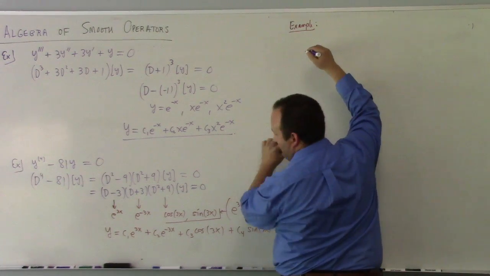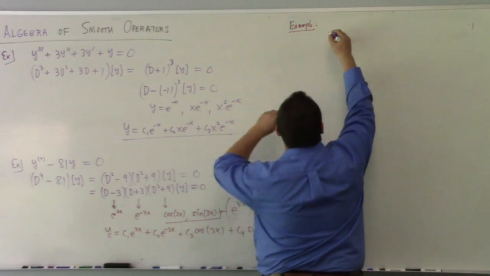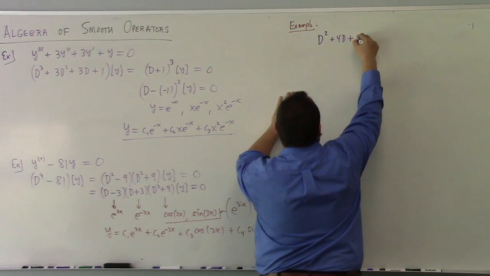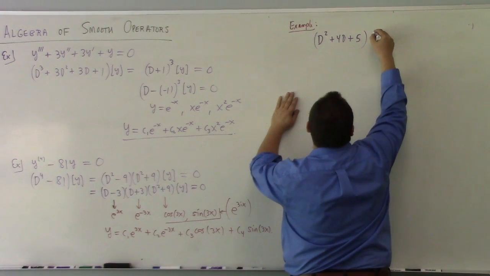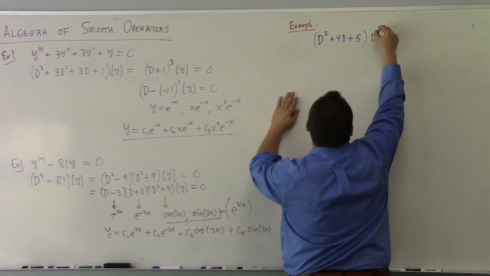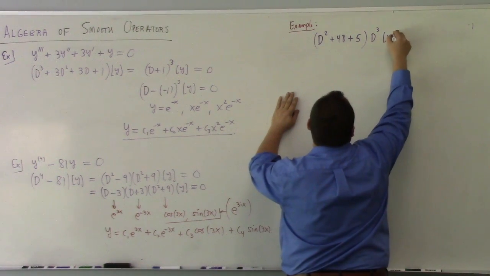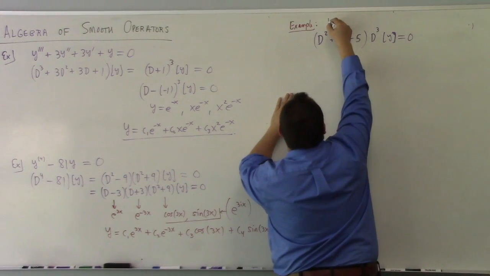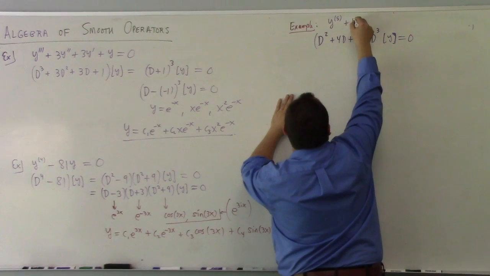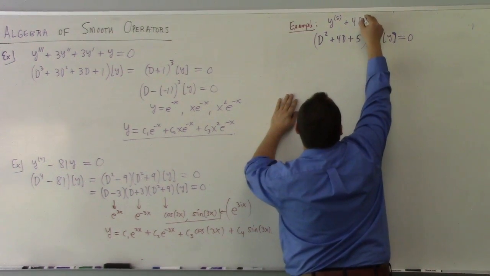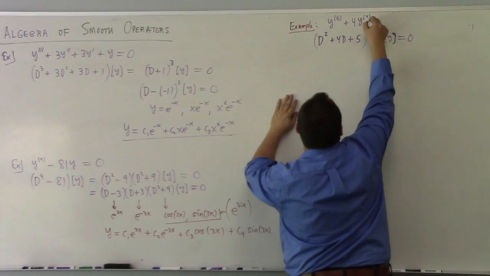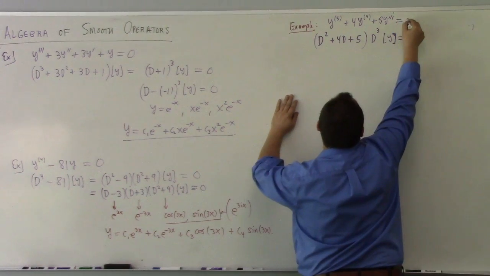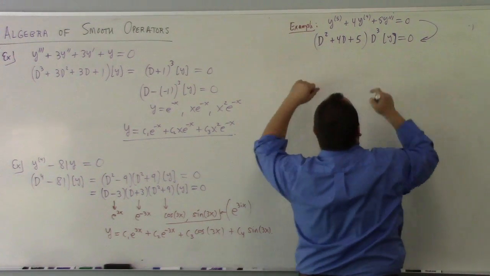At some point, it gets annoying to try to present your examples like that. So it's more fun to write them like this. D squared plus 4D plus 5, D cubed, y equal to 0. We can look for the solution to this. Admittedly, I could figure this out. This would be like the fifth derivative of y plus 4 times the fourth derivative of y plus 5y triple prime equal to 0. But, you know, this is better.